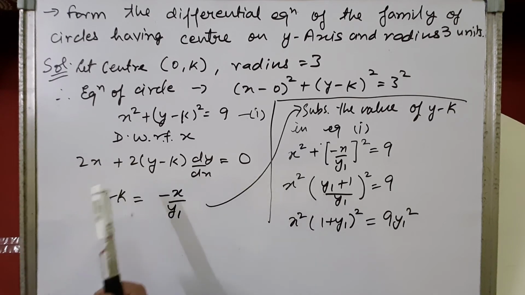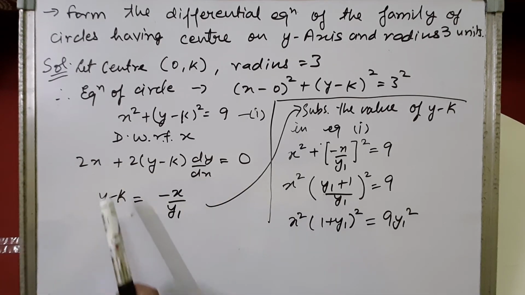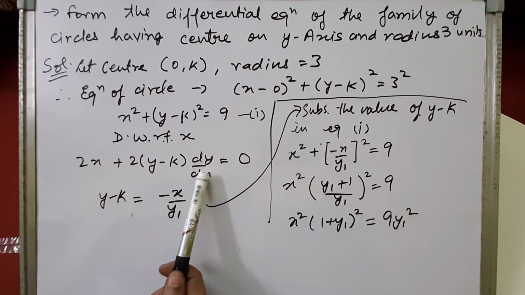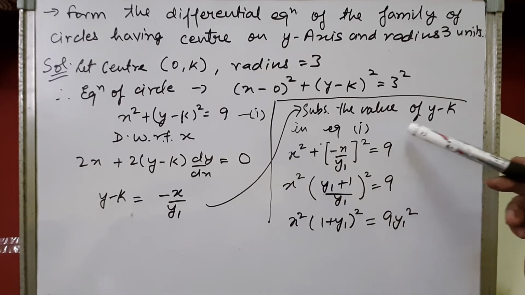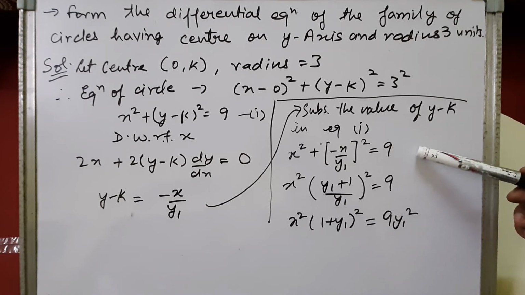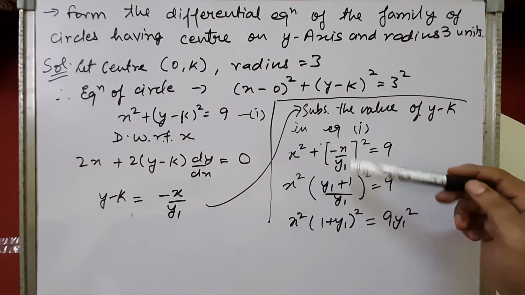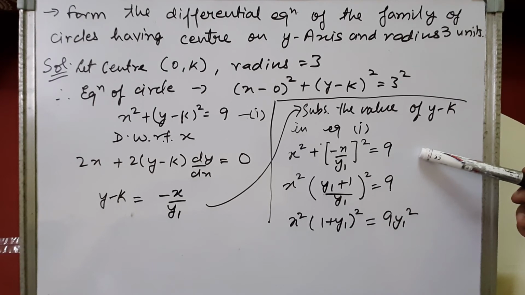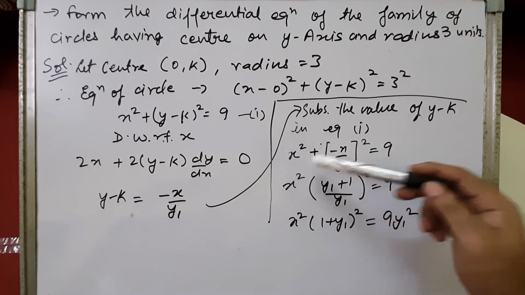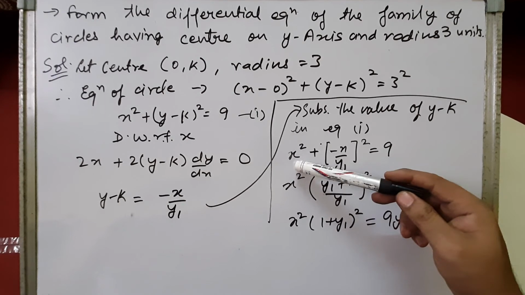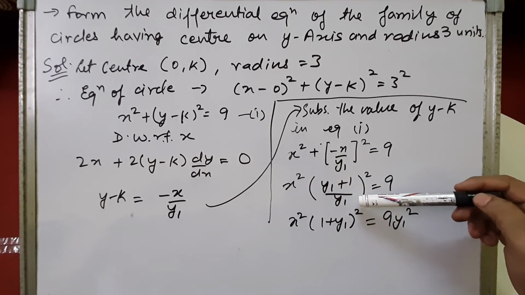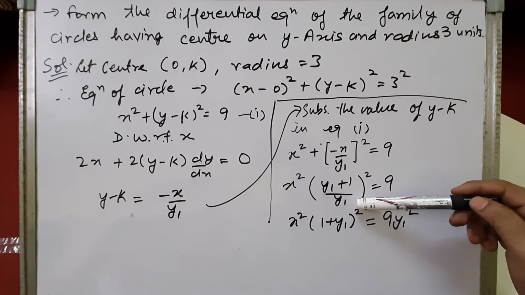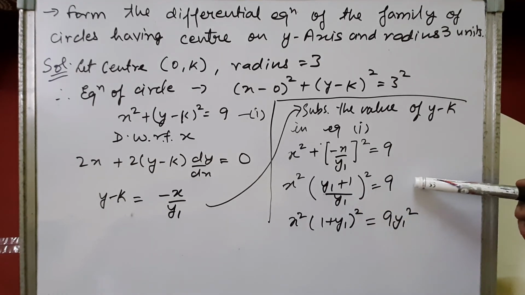Transferring x to this side, we get −x, and cross multiplying y1, where dy/dx is y1, the first derivative. So substituting the value of y − k in equation 1, we'll get x² + (−x/y1)² = 9. When we take x² common from both the terms and take the LCM, we'll get x²[1 + 1/y1²], that is, x²[(y1² + 1)/y1²] = 9.